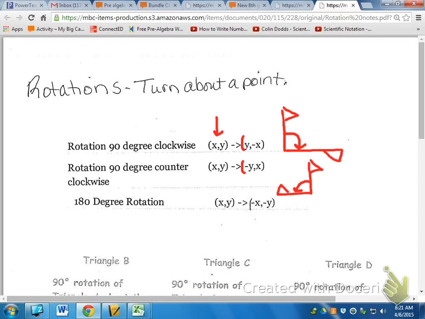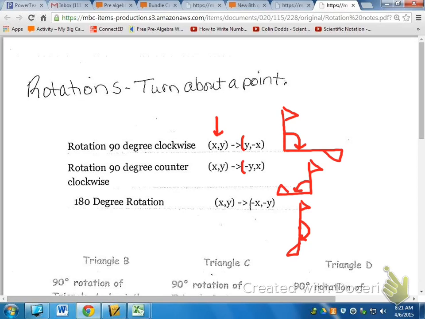Then a 180 degree rotation. So here's my shape. This time I'm going to go around 180 degrees. That means a half turn, or a straight line. It would be like this. My shape changed a little bit, but it's not supposed to. On that one, the x and y don't switch. You just change both signs to the opposite.